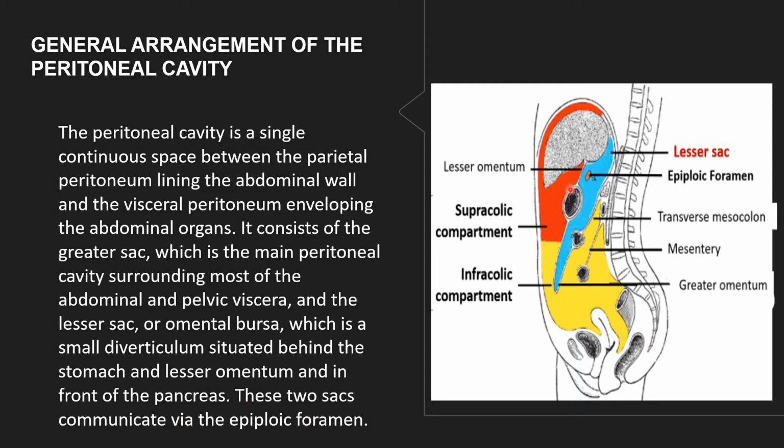So you see over here, this is a sagittal section showing all the peritoneal cavity between the parietal peritoneum that lines the abdominal and the pelvic wall, and the visceral peritoneum that envelops the viscera. Between them is the peritoneal cavity. This cavity has two parts: the greater sac, which is the majority of the part lining the abdominal and the pelvic cavity, and a smaller part, a diverticulum present behind the stomach and the lesser omentum, known as the lesser sac. These two sacs communicate with each other through the epiploic foramen.